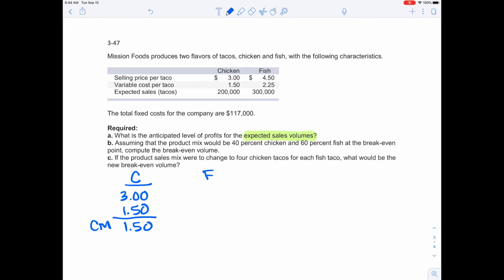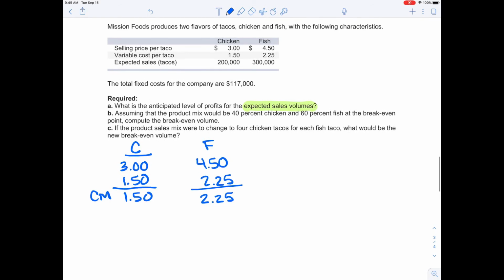For fish, I have a selling price of $4.50, variable cost of $2.25, which gives me that contribution margin of $2.25. I'm going to take this, multiply it by how many I expect to sell, because that's what your contribution margin does, is it tells you how much you're going to make per unit.